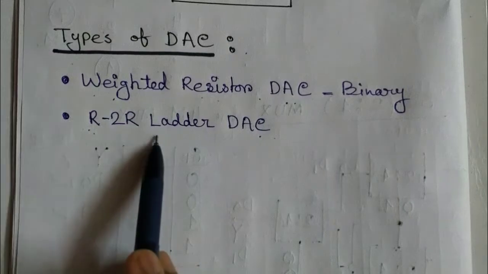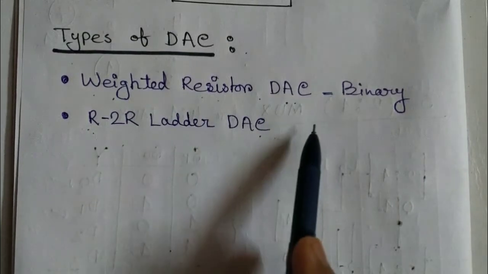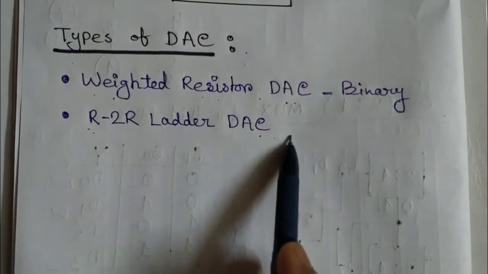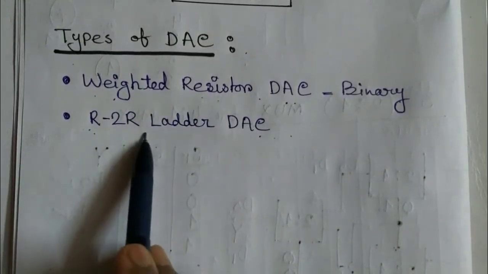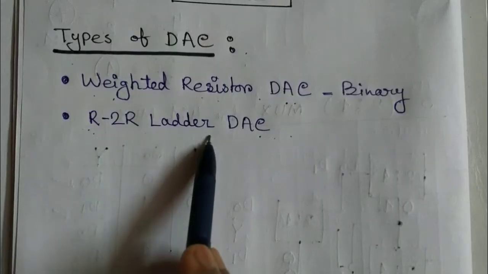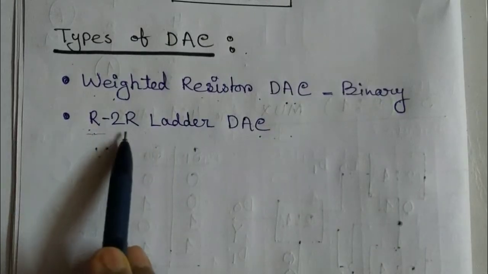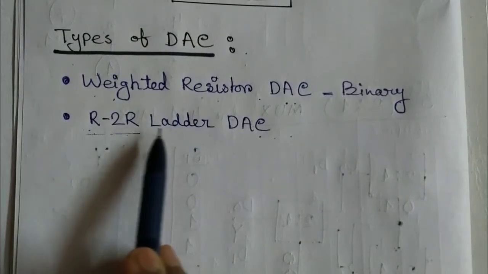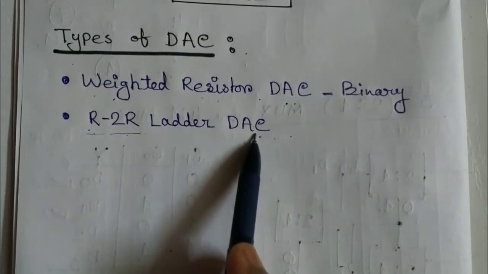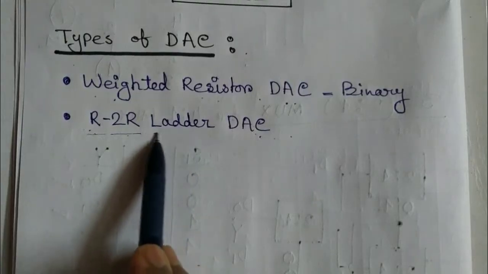So it is a common type of DAC converter and it is mainly used due to some disadvantage of binary weighted resistor. R2R ladder uses two types of resistor. One is R and the second value of resistance is 2R. So these two types of resistor are used in DAC converter and it is also in a ladder form.